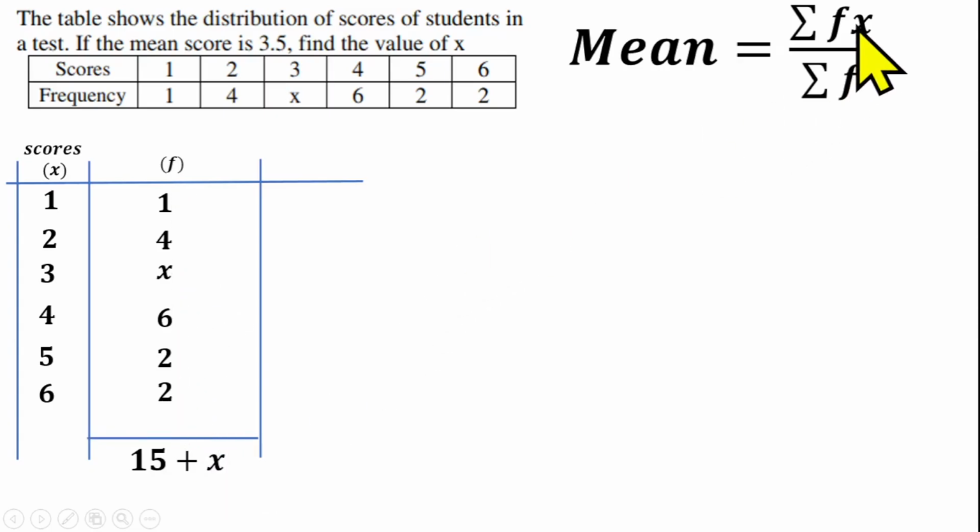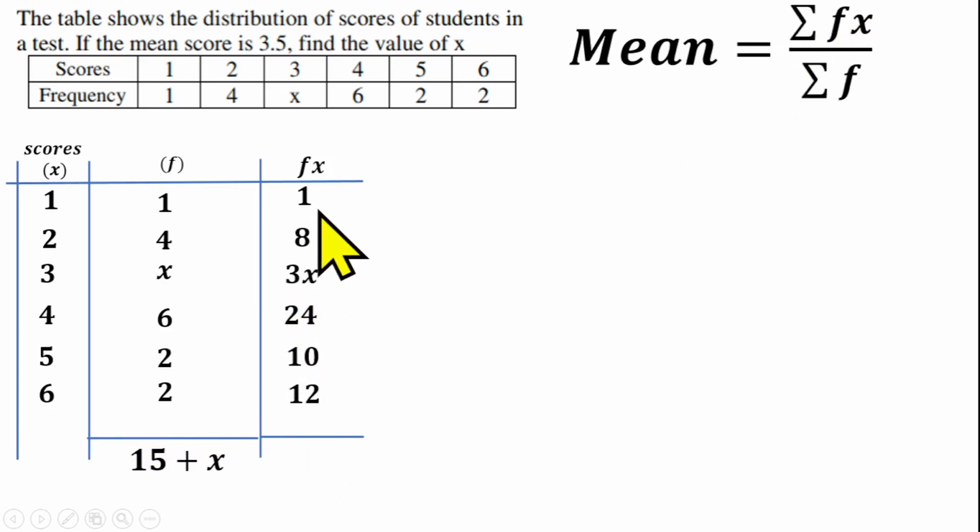Then we need to compute our fx by using our f to multiply our x. So we'll have 1 times 1 will give us 1, 4 times 2 will give us 8, x times 3 will give us 3x, 6 times 4 gives us 24, then 2 times 5 is 10, 2 times 6 is 12. Then we need to sum our fx together. So 1 plus 8 is 9, plus 24 will give us 33, plus 10 gives us 43, then plus 12 gives us 55. So we'll have 55 plus 3x as the summation of our fx, which I believe you understand what you have done here.